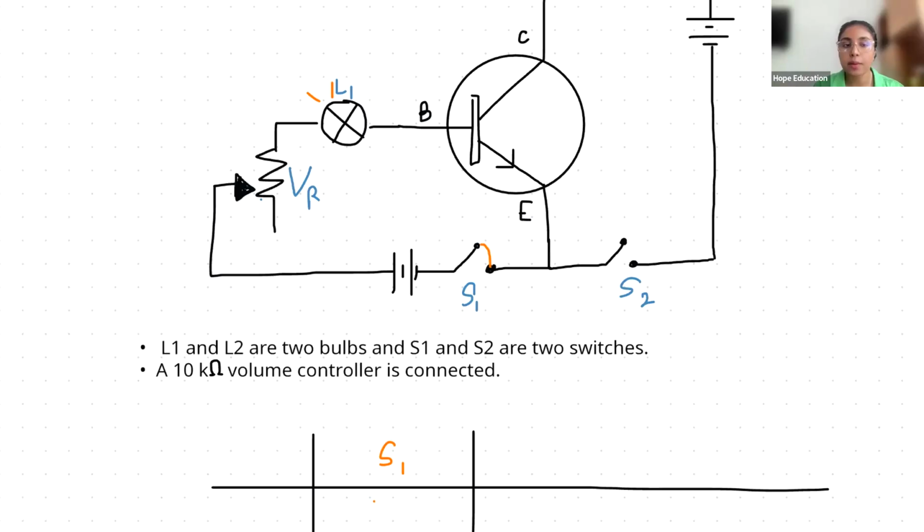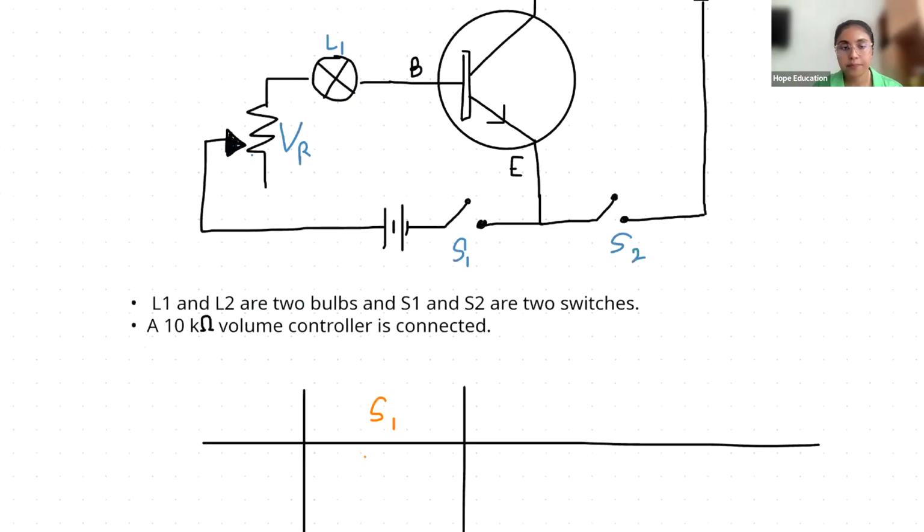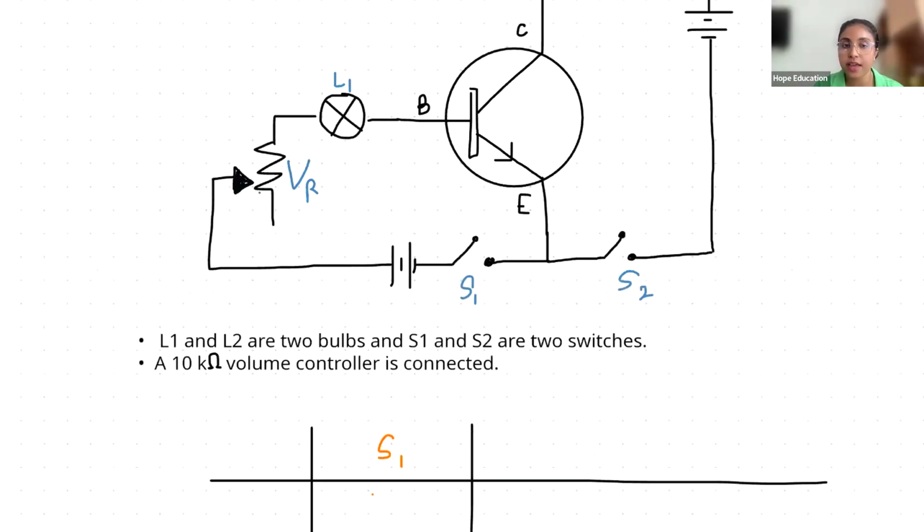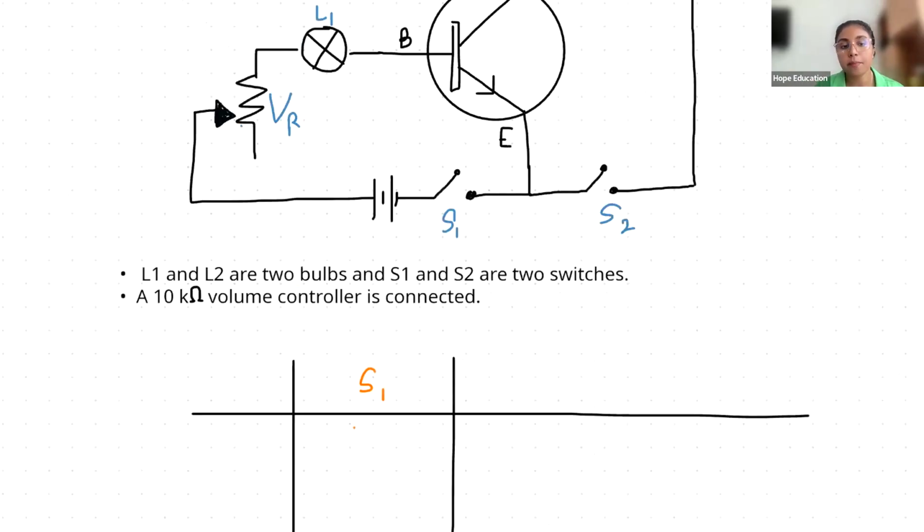Then I close S1 again. Sorry, I open it. So it's off, right? Now I have adjusted my volume controller, my variable resistor, in such a way that there will be enough current flow to light up the bulb L1. After adjusting the variable resistor until there is enough resistance to light up L1, I turn S1 off. Right? Next, I will check the following things.